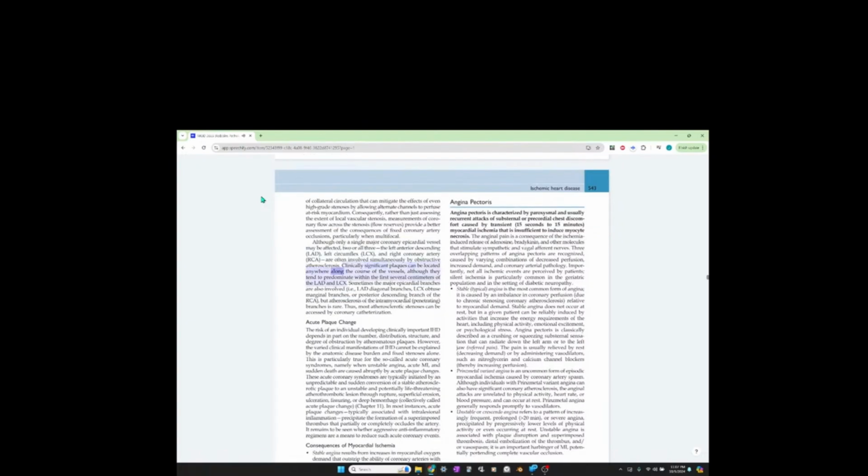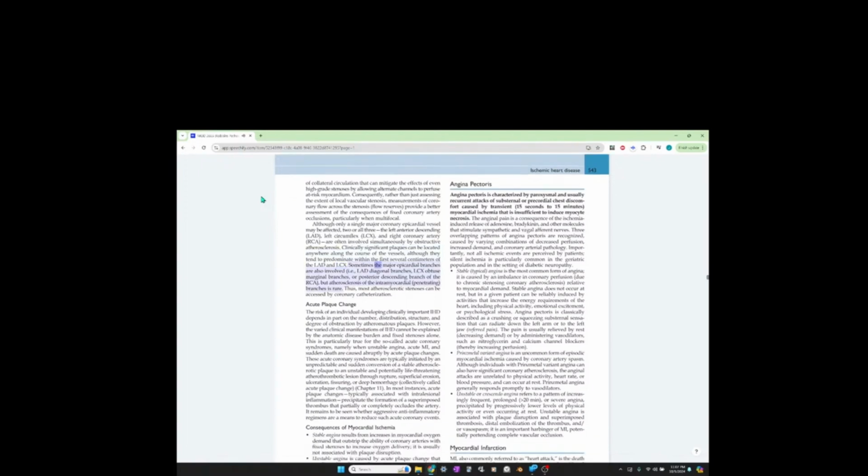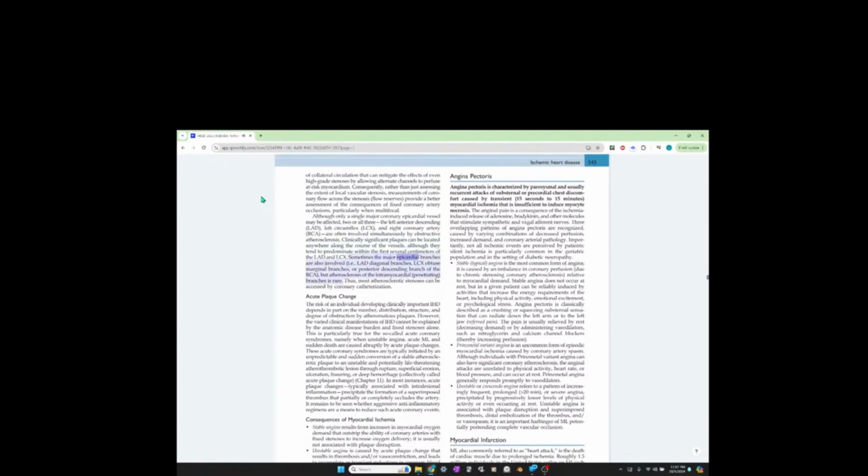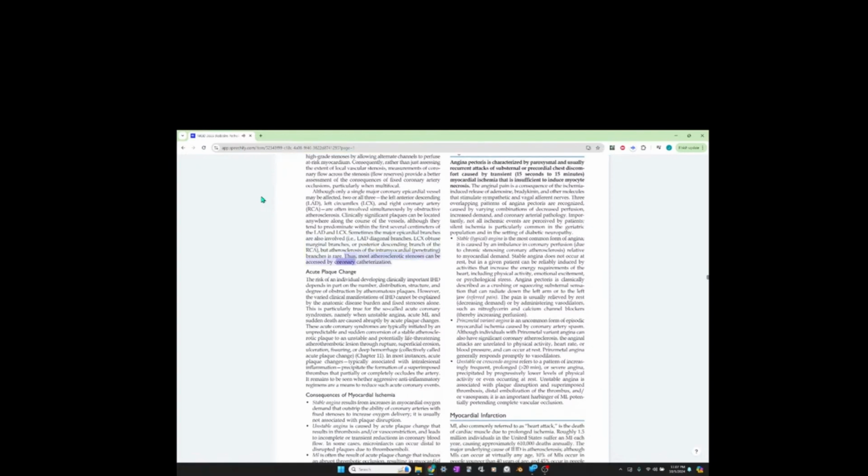Although only a single major coronary epicardial vessel may be affected, two or all three, the left anterior descending, left circumflex, and right coronary artery, are often involved simultaneously by obstructive atherosclerosis. Clinically significant plaques can be located anywhere along the course of the vessels, although they tend to predominate within the first several centimeters of the LAD and LCX. Sometimes the major epicardial branches are also involved, but atherosclerosis of the intramyocardial branches is rare. Thus, most atherosclerotic stenosis can be accessed by coronary catheterization.